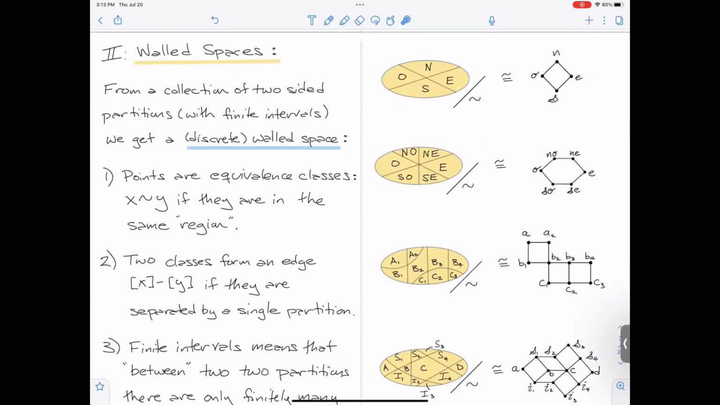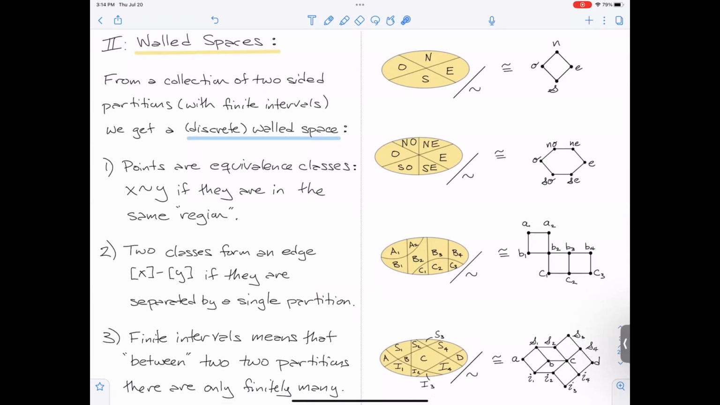So walled spaces. What are we going to do? We're going to take a set with a bunch of 2-sided partitions, and those are going to be like the walls. I construct a discrete walled space from this data by taking the equivalence relation where 2 points are equivalent if they belong to the same region. Then I connect them by an edge if they differ by a single partition. To get discreteness, I require that between any 2 partitions, I have finitely many other partitions.